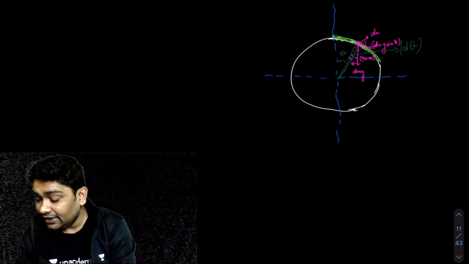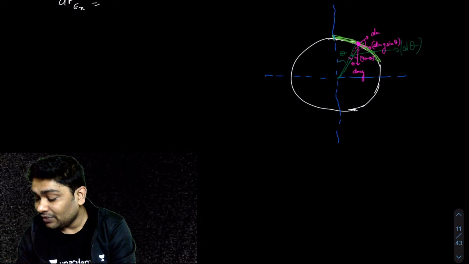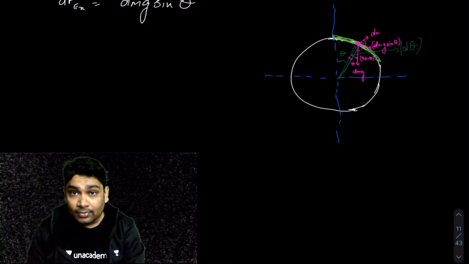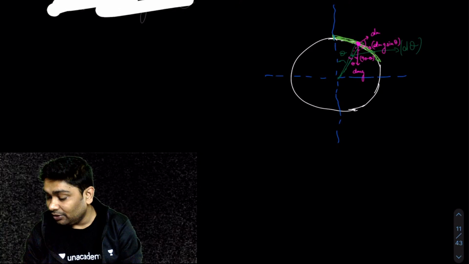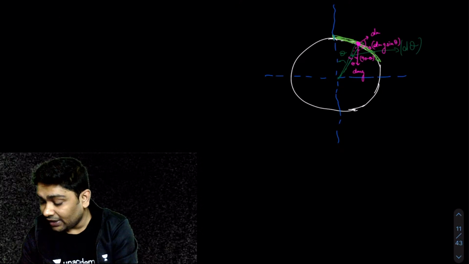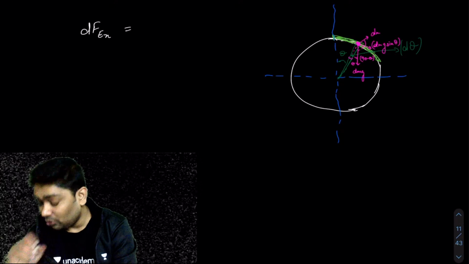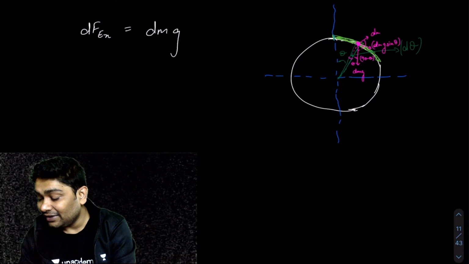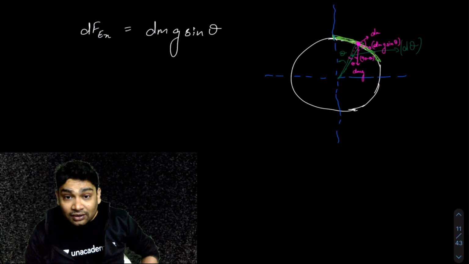So I can say dF external causing the motion, that is dmg sine of theta. Correct. I don't know if that's visible. Maybe I can write it below slightly. So what I can say is dF external, which is trying to cause the motion, can be written as dmg sine of theta. Correct. I hope that should be visible.